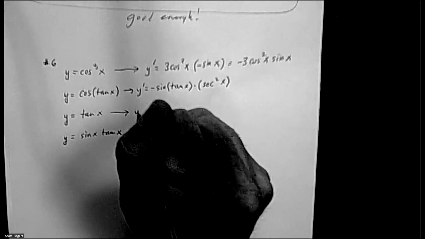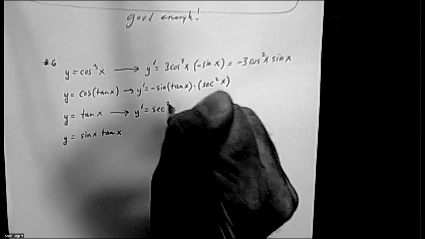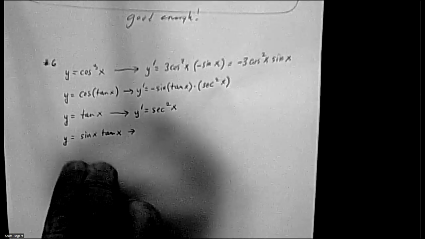In fact, we just kind of answered the question. Let's do that right here. Derivative here is secant squared. And then the last one is product rule.